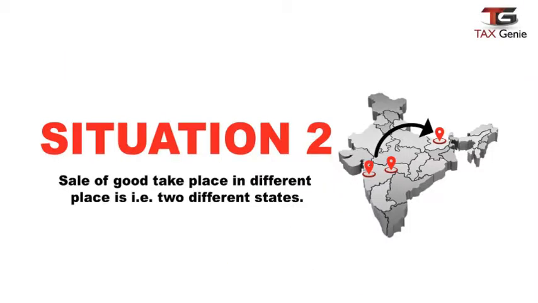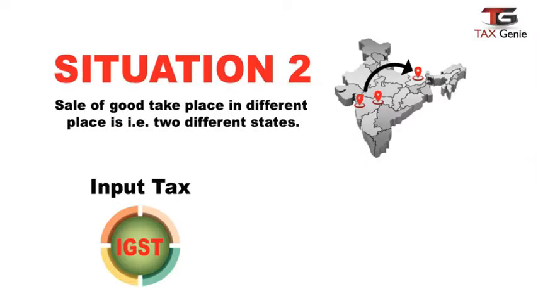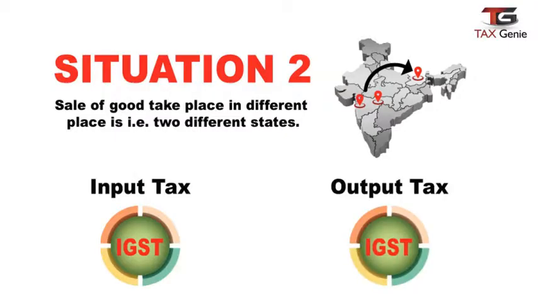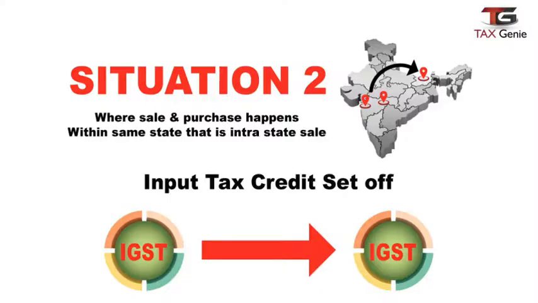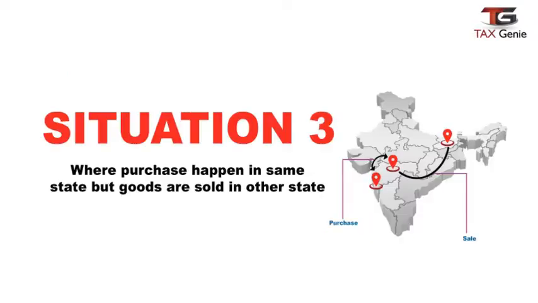Situation 2, where sale of goods takes place in two different states. Here the input tax credit will be IGST and output tax credit will also be IGST. Now the transaction is between two states, so the set off of ITC will be against IGST.